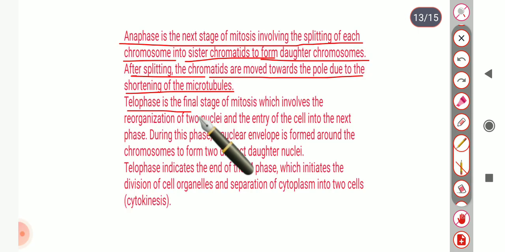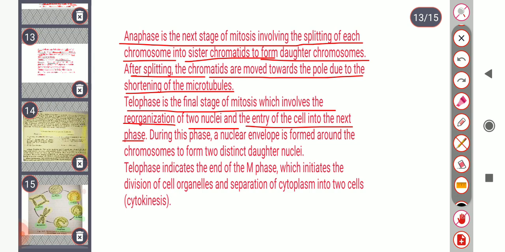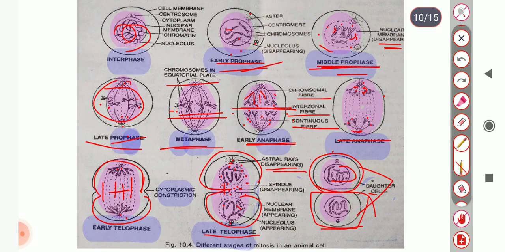Telophase is the final stage of mitosis, which involves the reorganization of two nuclei and the entry of the cell into the next phase. You can see these are the structure of telophase. Telophase is the last phase of mitosis. You can see these are the structure where the two nuclear membranes are formed and the chromosomes have completely gone to the poles, and here the cell starts cytoplasmic division.